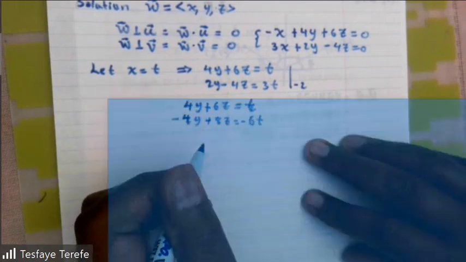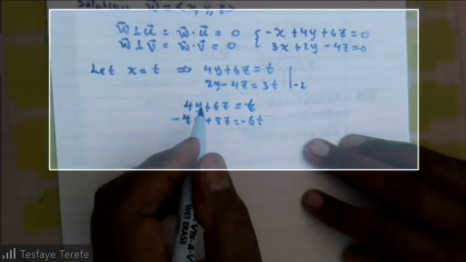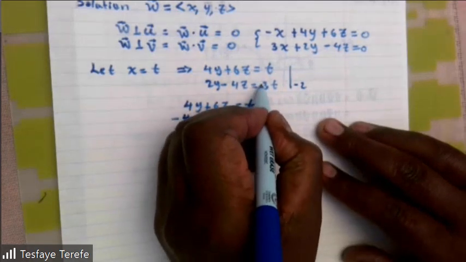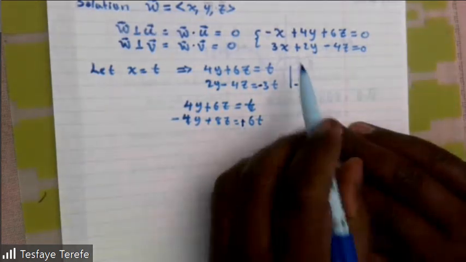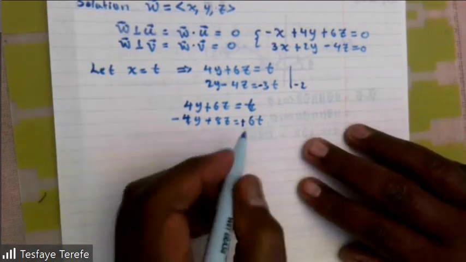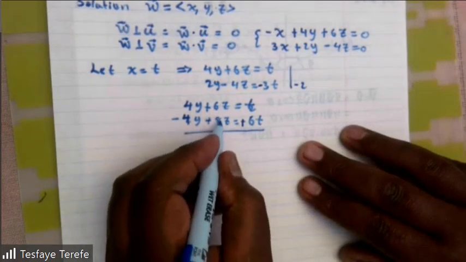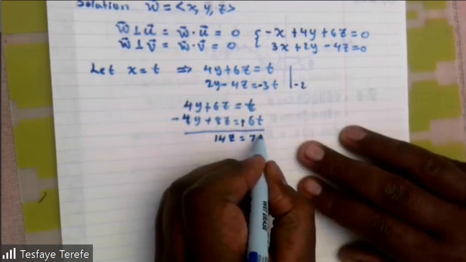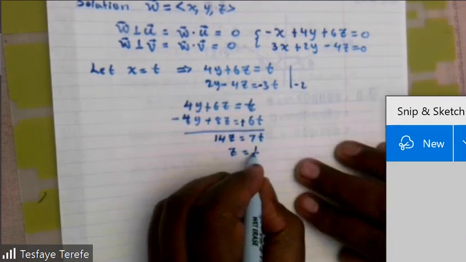And now, by the way, I made also one error here. This is -3. Am I right? This is supposed to be -3, and this is +3. Is that right? Because I moved this to the other side, so it is -3. So I have here, this is really gone. And then now, when I am adding all this, I have 14Z equals 7T. So Z equals 1/2 of T.